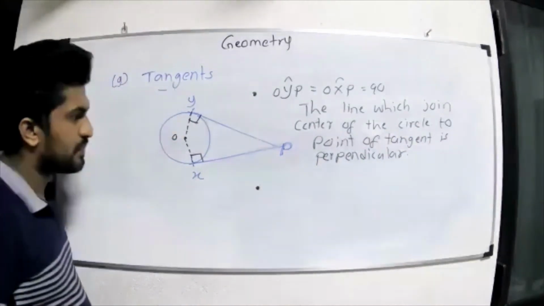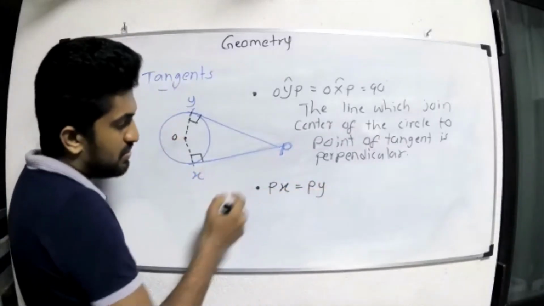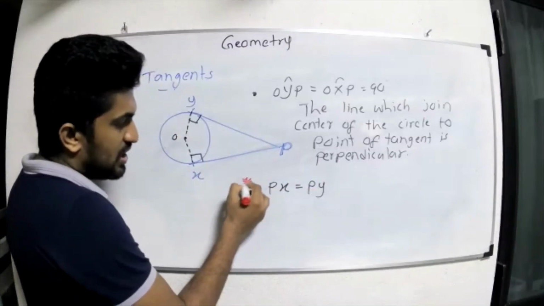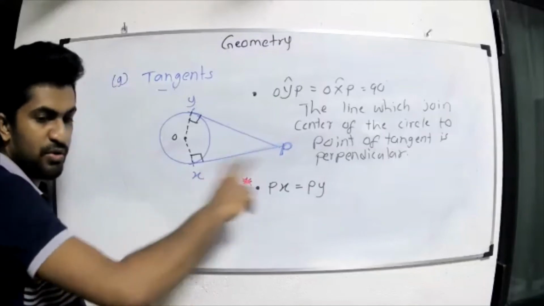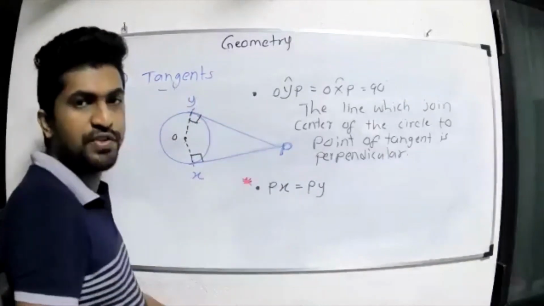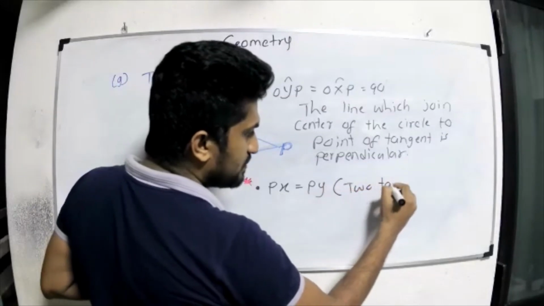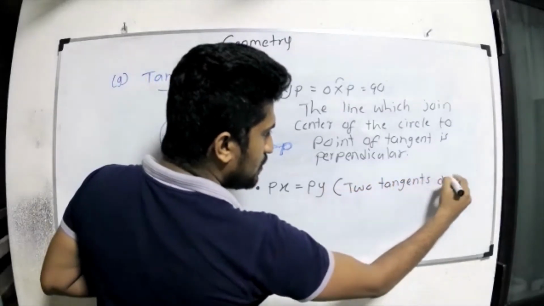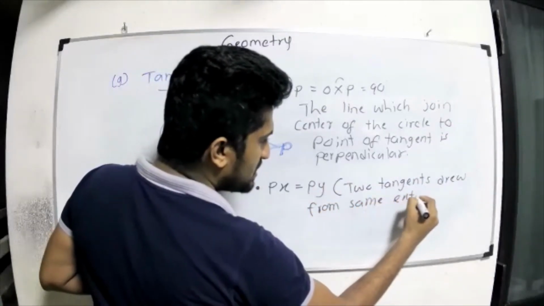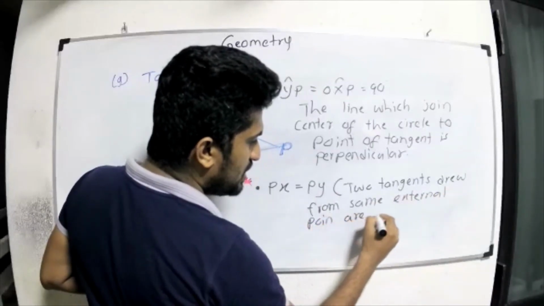Next one, PX and PY are equal. This is the important theorem. They will ask this theorem in geometry. That's why I told you construction also, they are asking a theorem of 2 marks. If you can't keep this theorem in your mind, then you can't do that last question of the construction part. PX equals PY: two tangents drawn from the same external point are equal in length.